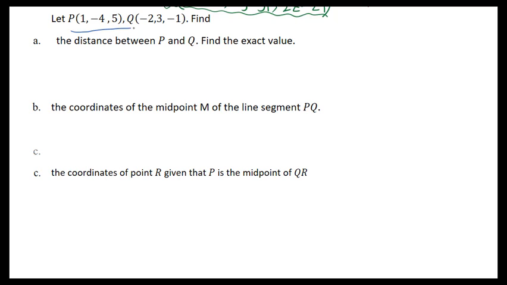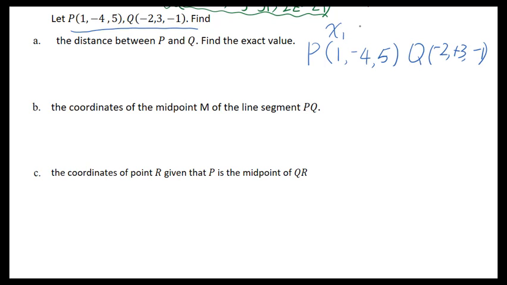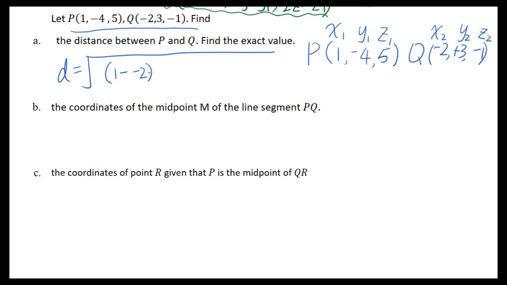You have a P and a Q. Then find the distance between P and Q. So you can label this x1, y1, z1, and x2, y2, and z2. So the distance equals the square root of (1 minus -2) squared plus (-4 minus 3) squared plus (5 minus -1) squared.